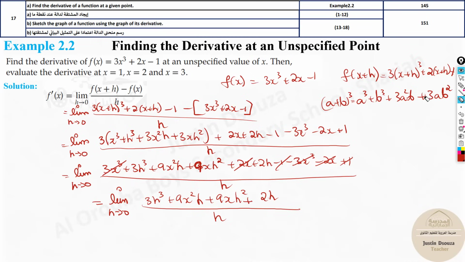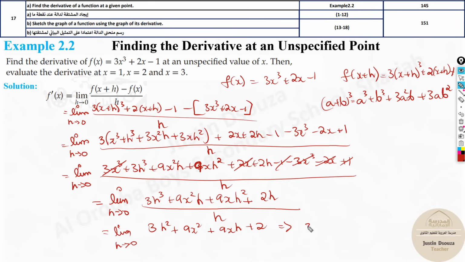Now, this is the thing. What you need to do is divide by h throughout. It will be limit as h tends to 0. That will be 3h cubed divided by h is 3h squared. I'm writing it directly. Plus 9x squared, h and h cancels. Plus 9xh because h squared and h cancels. Plus 2, h cancels. Now apply the limit.